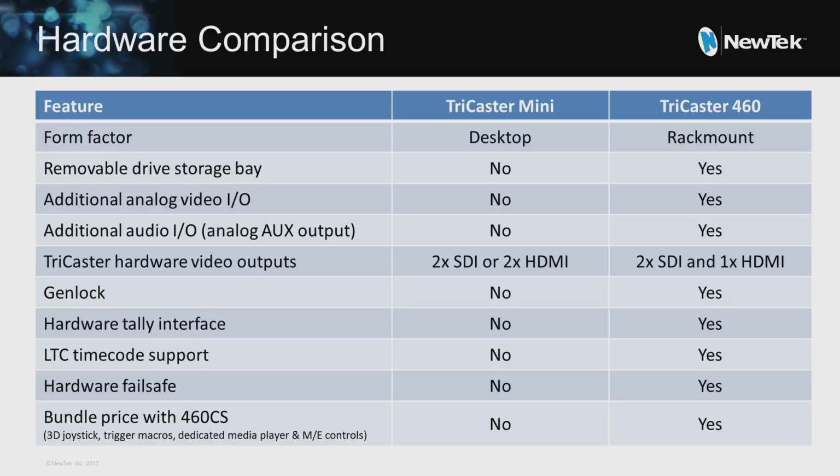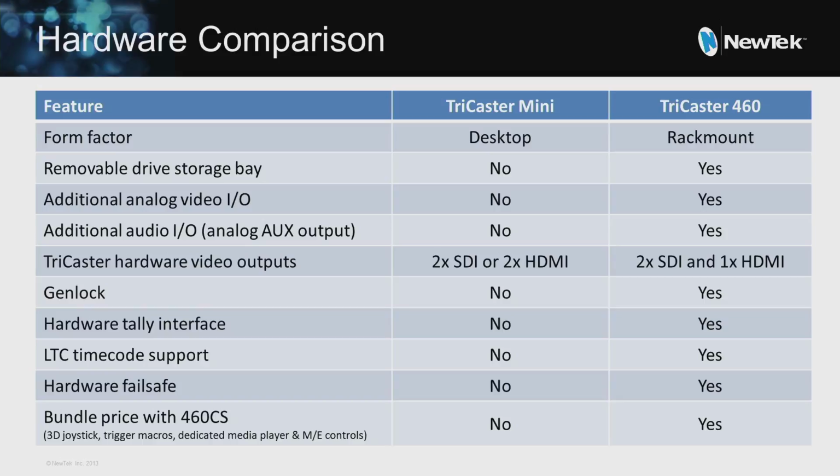Form factor, obviously Mini is a desktop style, 460 is a rack mount style, so right there that can make a lot of decisions for people based on just exactly where are they putting this equipment, how are they mounting it, how is it going to be used, is it being carted around in a backpack or is it going in a studio in a rack.